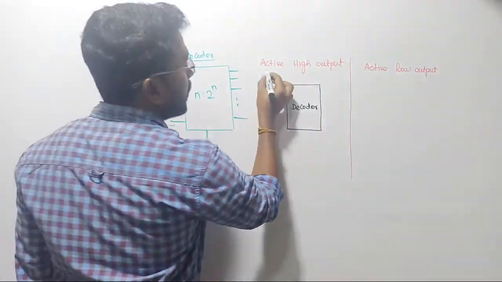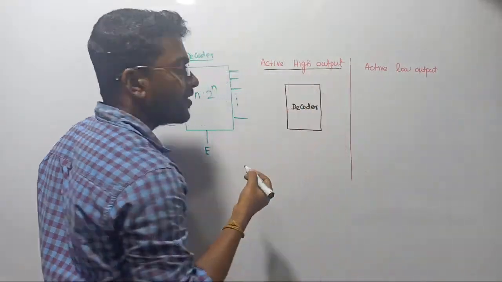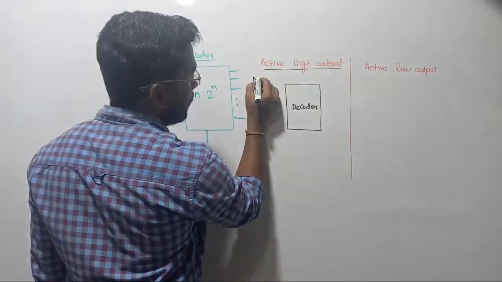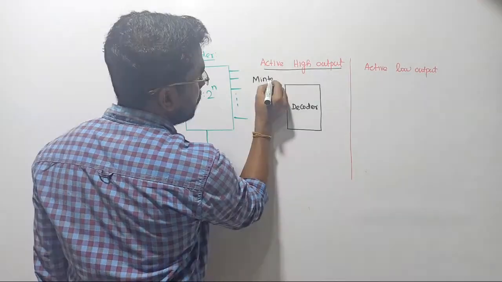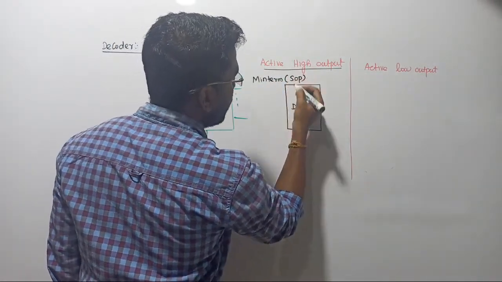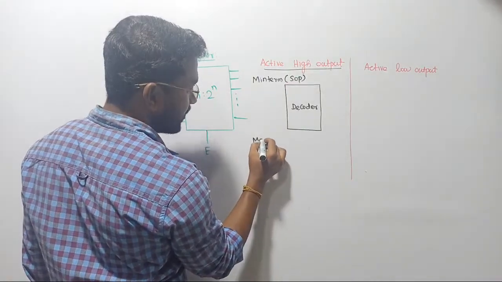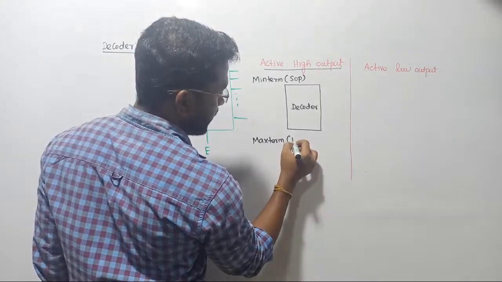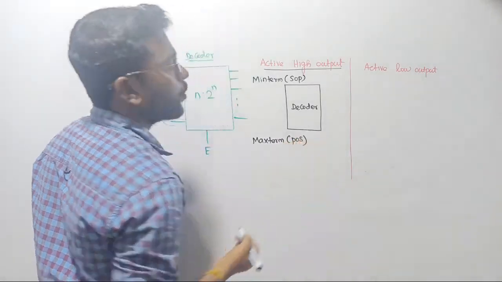The thing is, in active output, either you are requested to implement min term or max term. There are 2 cases. Min term in the sense you will be requested to implement a sum of product form, right? And sometimes max term also will be given to you, and you are requested to implement the max term. Max term in the sense we should go with the product of sum.